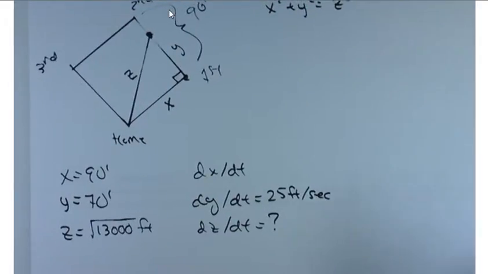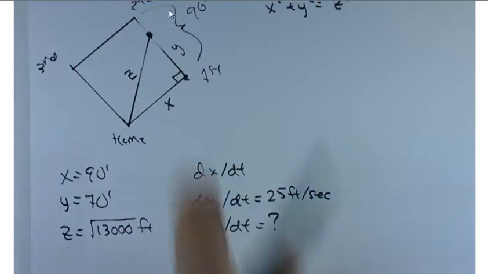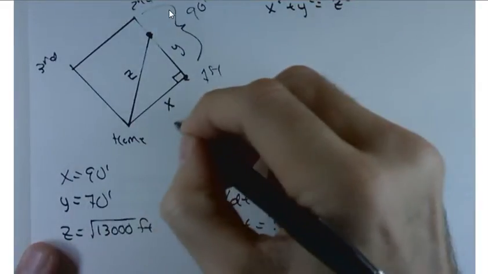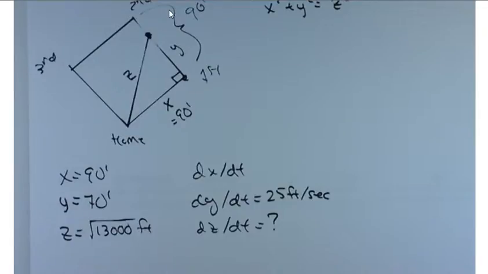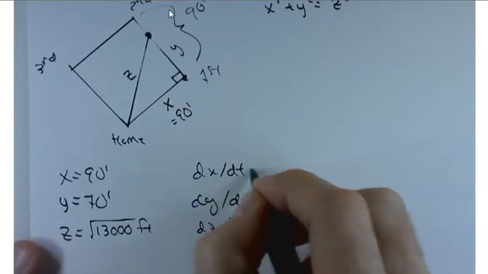All right. So how is this rate changing? Well, what is dx dt? It's the distance from home to first, and that distance is fixed, right? It's just 90. That's it. So if that distance is fixed, what's its rate of change? 0. So dx by dt is 0.